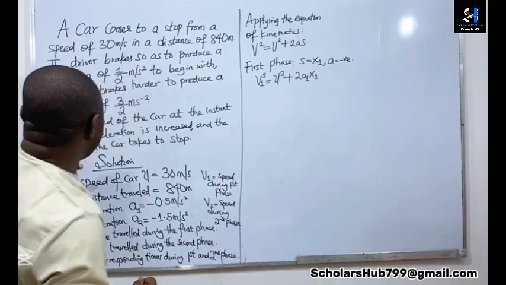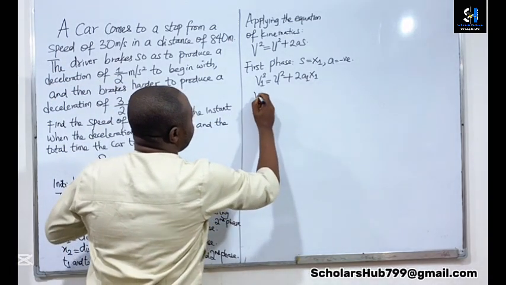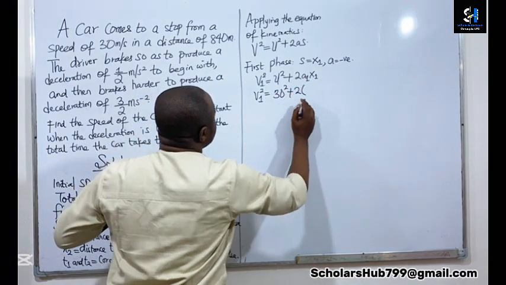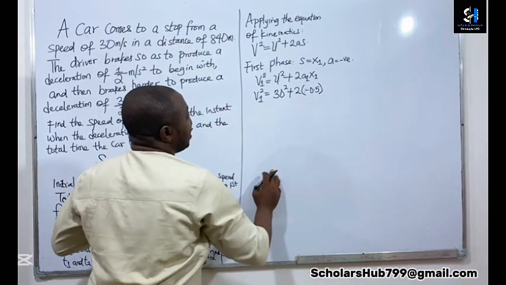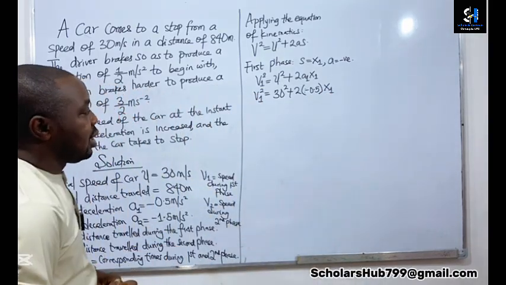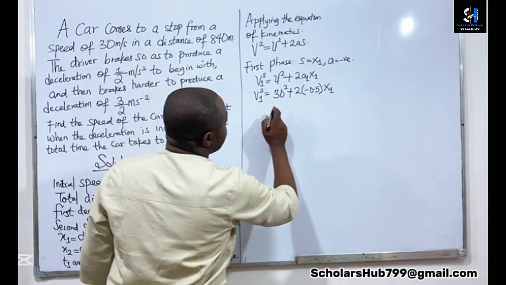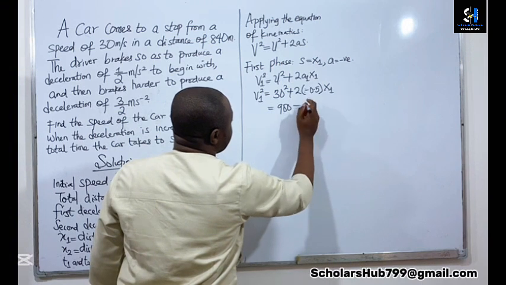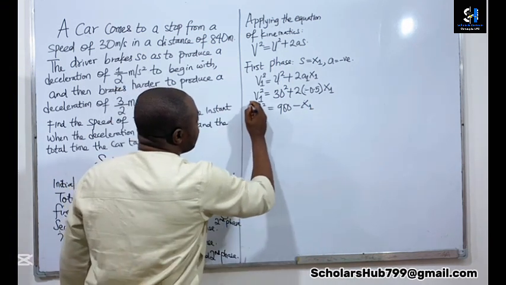All right, so now we have here that the initial speed is 30. So this is going to be v1 squared equals 30 squared plus 2 multiplied by minus 0.5, then multiplied by x1. So in this case, this will be equal to 900 minus x1, which equals v1 squared. So now let's note this.